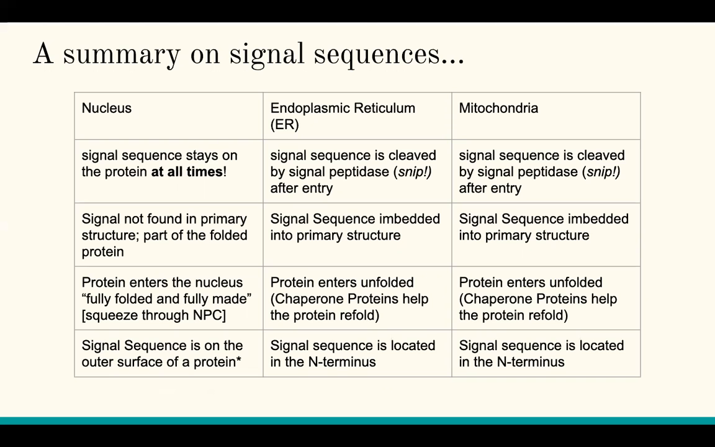And yeah, the nucleus, the protein enters fully folded and fully made because it can squeeze through the nuclear pore complex. And then another key difference I wanted to say was for the nucleus, your signal sequence is not found in the primary structure, but it's part of the folded protein. So it will be located on the outer surface of the protein. And then in your ER and mitochondria, it's embedded into the amino acid sequence, and they're normally located in the N terminus. And these three are the main organelles she focuses on in class, I'm pretty sure.